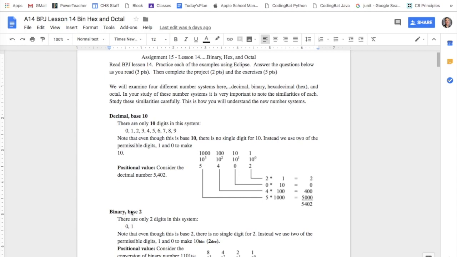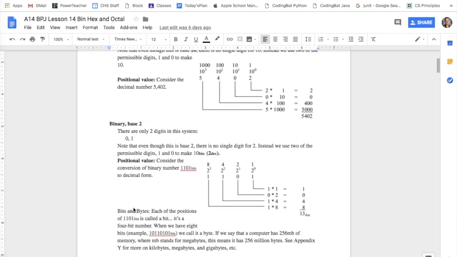The binary system has two numbers in it. Those two numbers are 0 and 1. And so the first digit is always the number of ones, and then each digit is the number of whatever the base is to an additional power. So for the decimal system, we have 1, which is 10 to the 0. Then we have 10 to the first power, 10 to the second power, 10 to the third power, or 1,000.